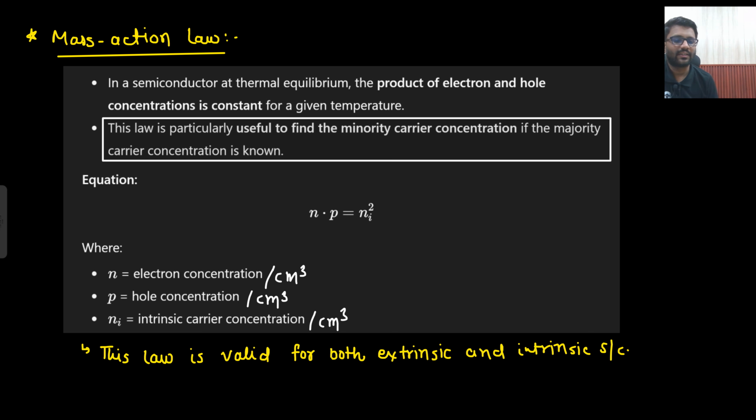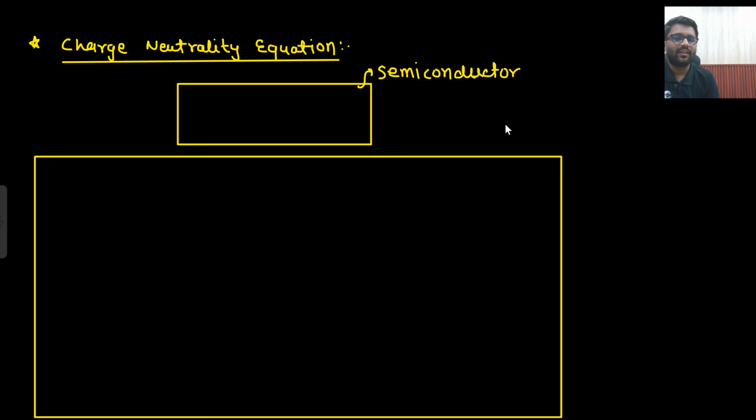Now there is another equation known as the charge neutrality equation. Charge will always be neutral. Let's say I have some semiconductor. In this semiconductor I am doping donor atoms as well as acceptor atoms.